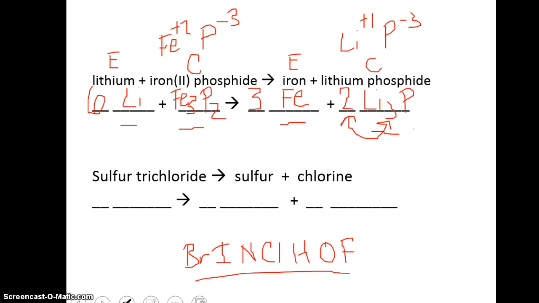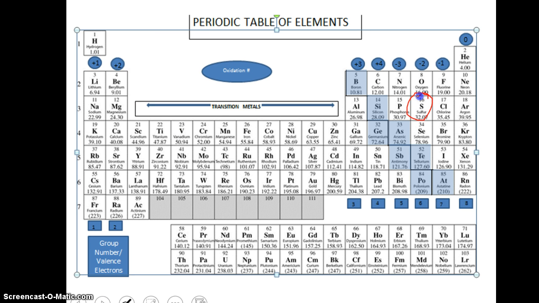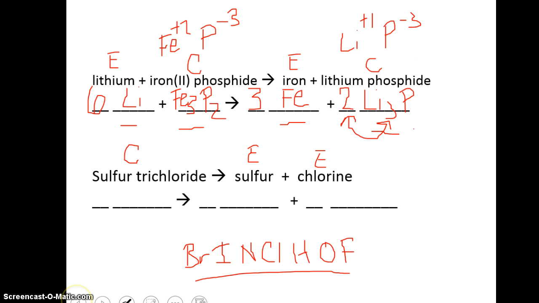Okay, now we've got sulfur trichloride breaking down into sulfur and chlorine. Sulfur trichloride is a compound because it's 2 words. Sulfur is an element because it's 1 word, and chlorine is an element because it's one word. So let's do our elements first because those are easier. Let's find sulfur on the periodic table. Sulfur is right here, so that is S. It is not part of your Brinkelhoff, so it does not need a 2.